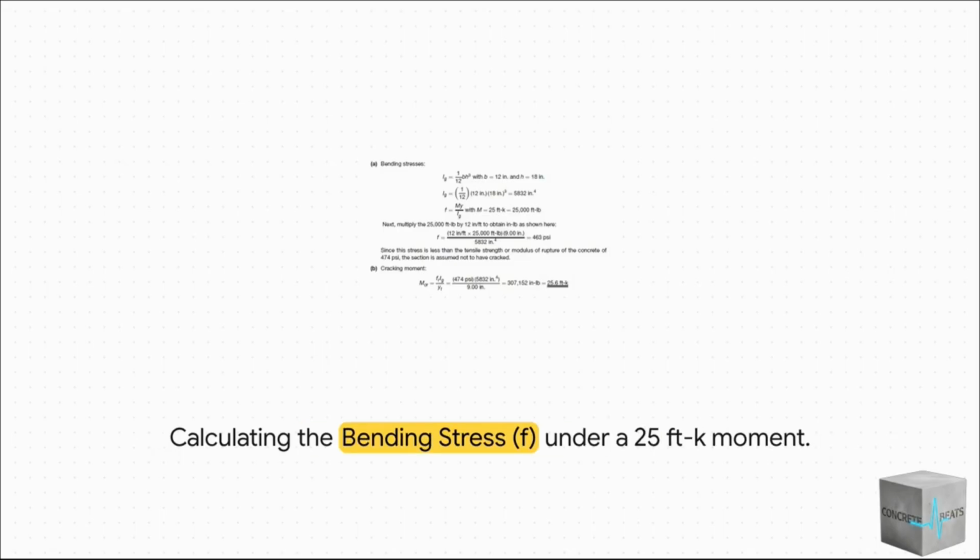Okay, we have its resistance. Now let's see how much stress that 25 foot-kip moment is actually putting on the beam. We'll use our bending stress formula, f equals My over Ig. Now, quick conversion. 25 foot-kips is the same as 300,000 inch-pounds. The y in the formula is the distance from the beam center to the very bottom, which is just half the height, so 9 inches. So we take 300,000 times 9 and divide the whole thing by the Ig we just found, 5,832. And that tells us the stress is 463 psi.